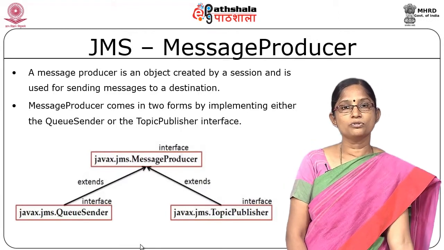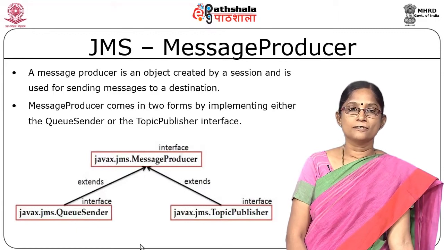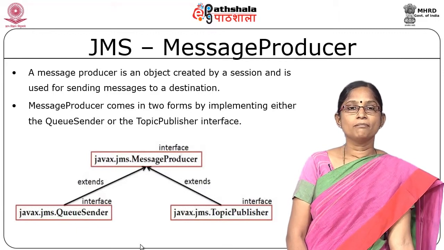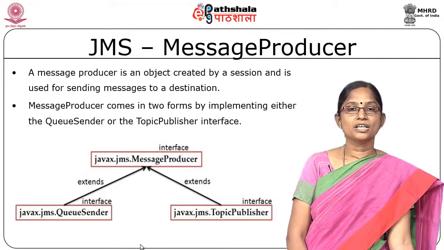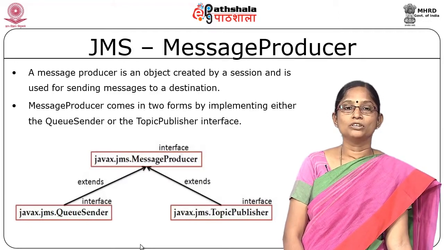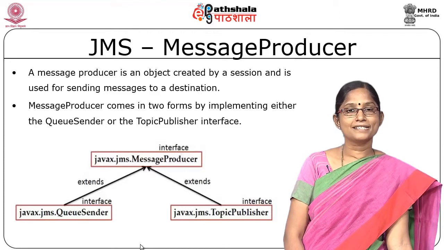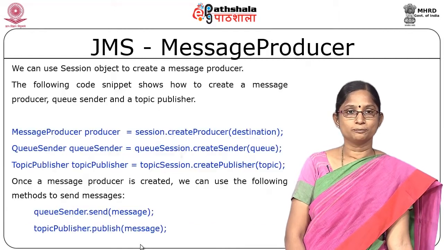Now, a message producer is an object which is created by the session, and this is used for sending messages to the destination. At the same time, message producer comes in 2 forms, that is, either we can use the queue sender or we can use the topic publisher. That is, the destination consists of queue and topic, and the messages will be stored either in queue or in topic. So, both the queue sender as well as the topic publisher extend the interface message producer.